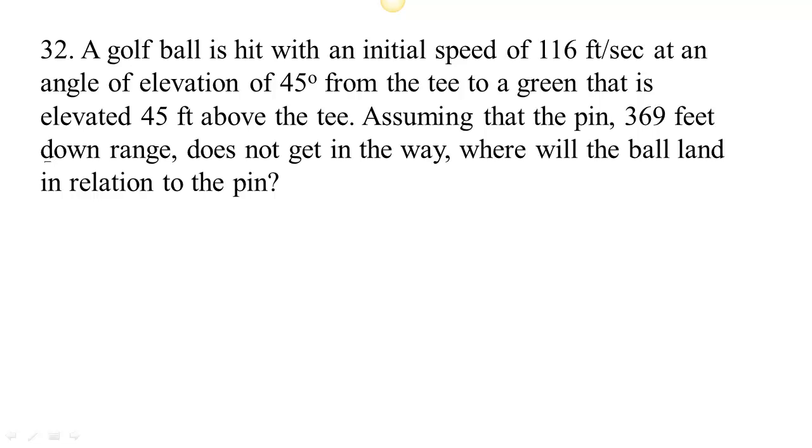Here's another example of projectile motion. We've got a golf ball hit with a particular speed at a particular angle from a tee to a green that is elevated 45 feet above the tee. So assuming that the pin 369 feet downrange does not get in the way, where will the ball land in relation to the pin? So we've got basically a projectile motion problem.